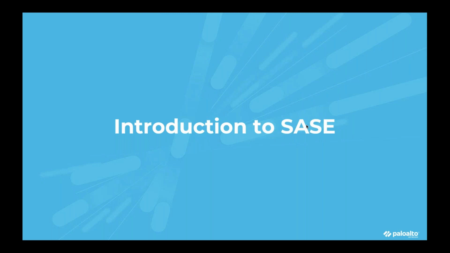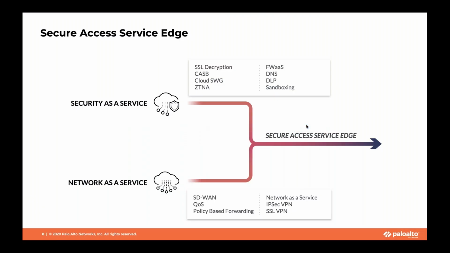So this is an introduction to SASE. What is SASE? SASE is a term invented by Gartner a few years ago. And in fact, it's the convergence of security as a service and network as a service. So different products make up a SASE solution. Products like, for example, firewall as a service, DNS security, DLP, and so on. This is security as a service. And on the other hand, we have SD-WAN, quality of service, PBF, which make up network as a service.